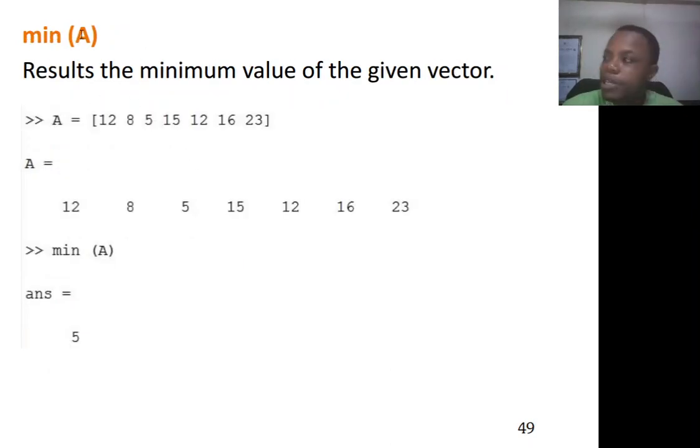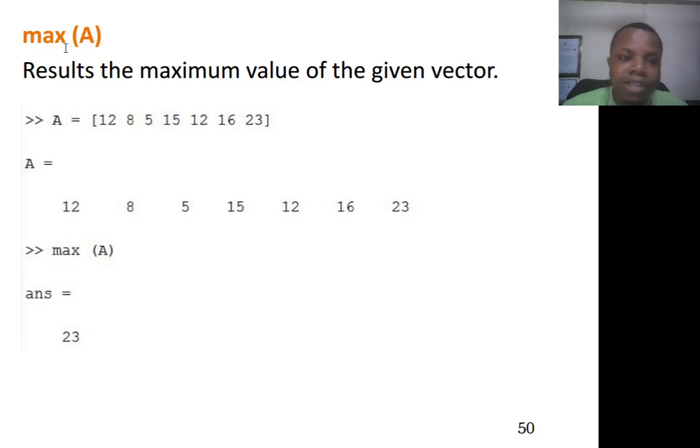We could determine the minimum entry in a vector using the min function. Suppose with this vector we could estimate the minimum, which happens to be 5, and that is exactly as we see in here. We could estimate the maximum, and in this case that happens to be, I think, 23. So max of A is just going to give us 23.